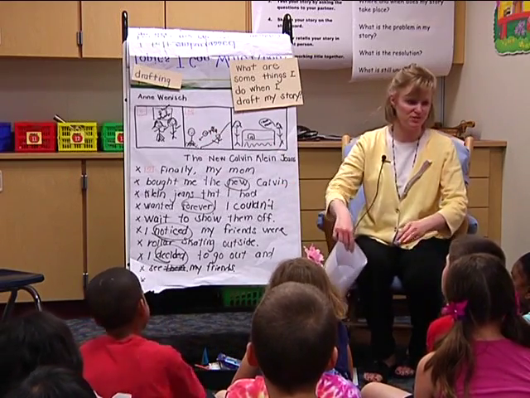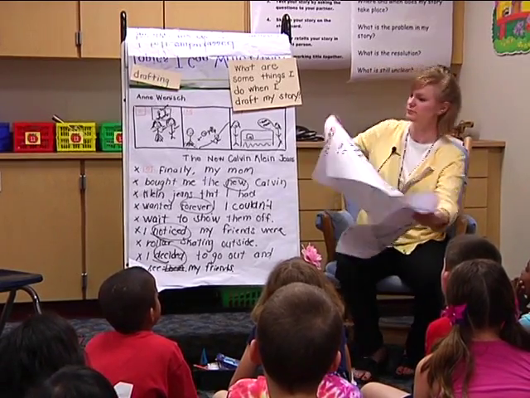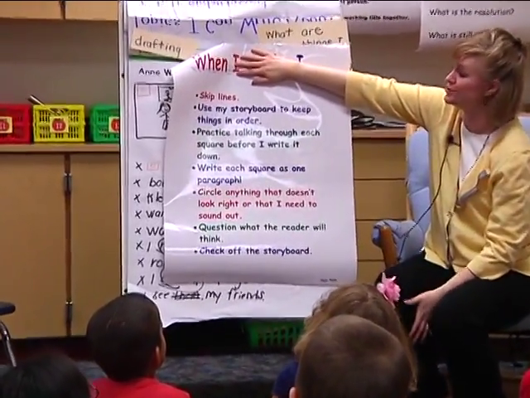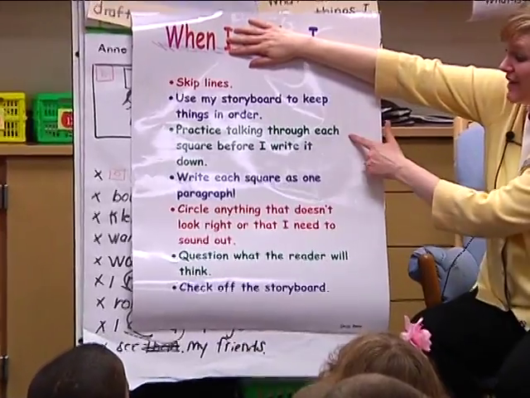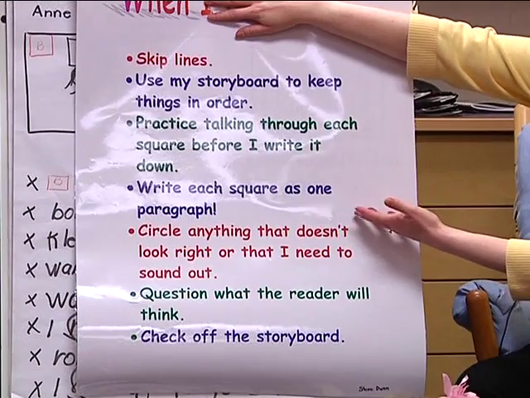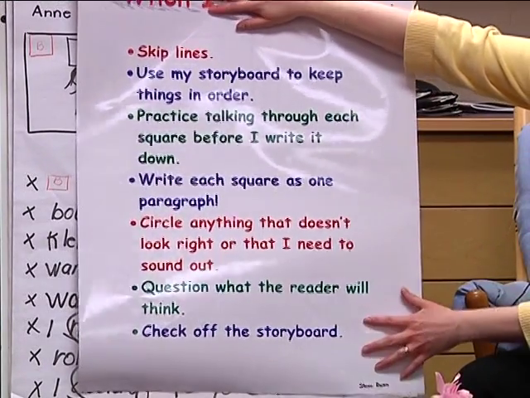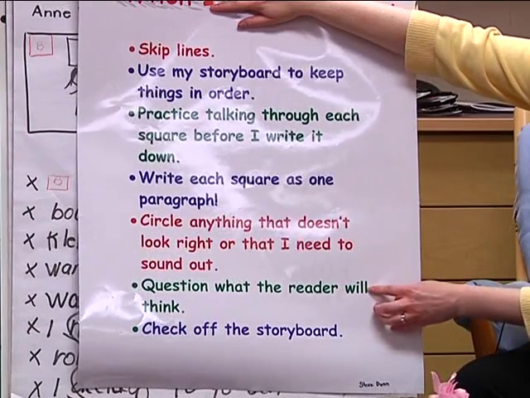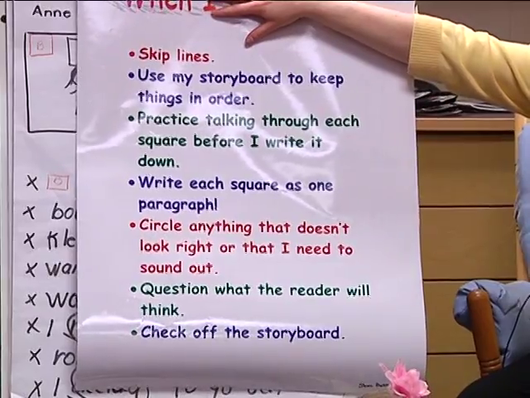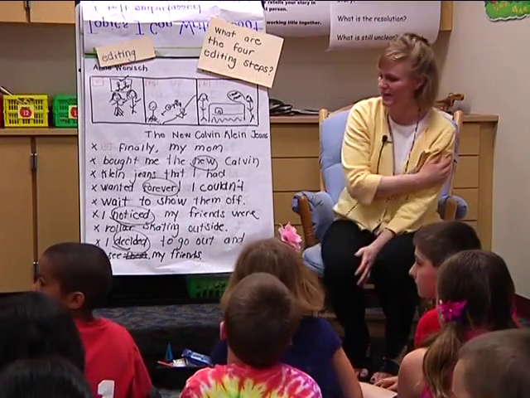Should we check it with our poster to see if you got them all? Let's look and see here quick. When you draft, you want to skip lines. You got it. Use my storyboard to keep things in order. Practice talking through each square. Awesome. Write each square as a paragraph. Circle anything that doesn't look right or I need to sound out. And then maybe think of any questions the reader might have and check off the storyboard. Did you get them all? Yeah. Awesome. Thumbs up, everybody. Good job. All right, everybody.